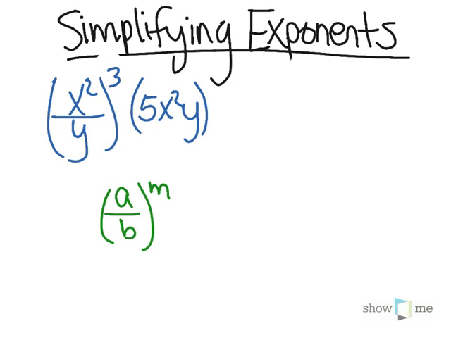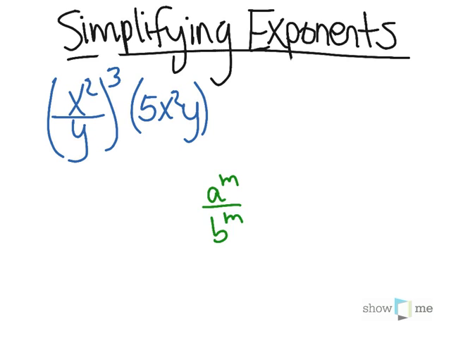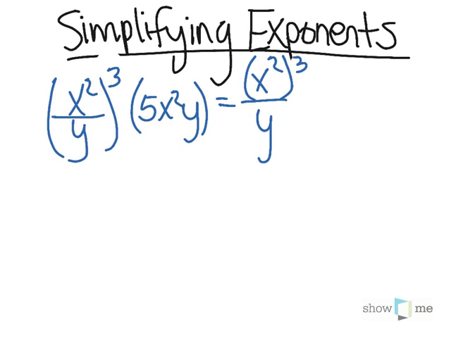And we have a rule that says if that's the case, we basically distribute that exponent to both the numerator and the denominator. So for our problem, we're going to distribute the 3 to both the x squared and the y. So this is going to equal x squared cubed over y cubed, and the 5x squared y I'm going to leave alone for now.